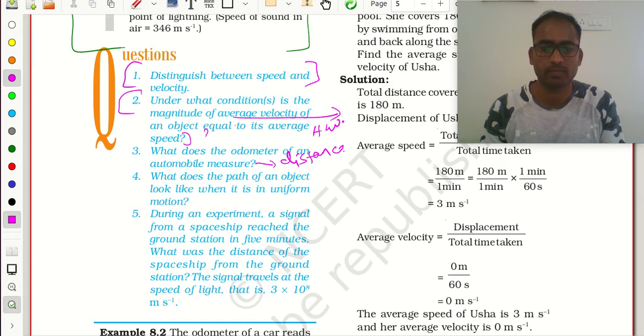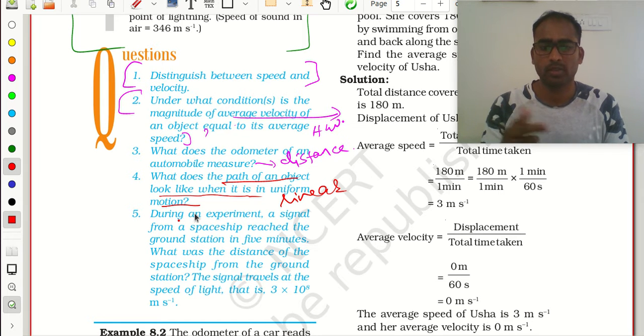Odometer measures distance, and speedometer measures speed. What does the path of an object look like when it is in uniform motion? It will be a linear motion. That I will show in the next.